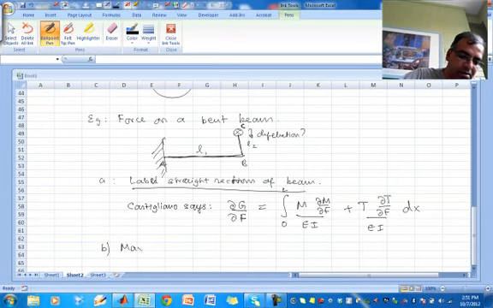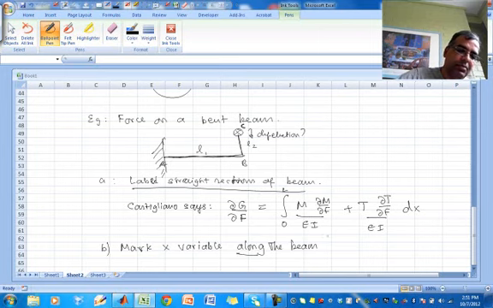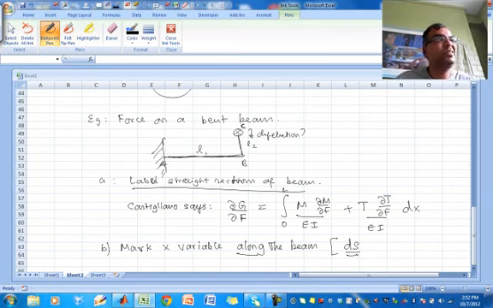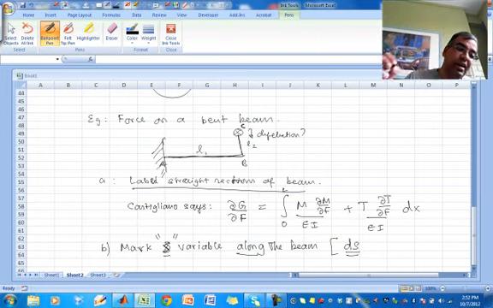Step B, mark an X variable along the beam. So X is not the X coordinate now. It is the variable that tells you where you are on the beam. Sometimes people will call it the S variable rather than the X variable, because ds is arc length. That's really what we are doing, okay. So I'm going to call this the S variable from now on. So please remember, this is the arc length.